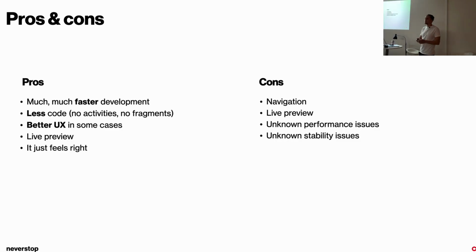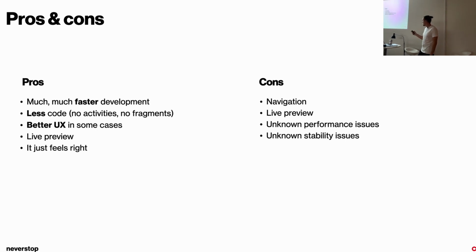And in the end, it just feels right. So everything is in Kotlin. You don't have to do this context switching between XML and fragment, and then layout and custom view and so on. Everything is Kotlin, they're just composables. And yeah, cons: navigation, of course, is one of them, since it feels like a kind of step back as opposed to navigation between fragments that we had before, and live preview that I already mentioned. And then there are also unknown performance issues and unknown stability issues. And since they are unknown, I can't really talk much about them. We'll see. I just hope that we won't run into any major issues that would need some refactoring.